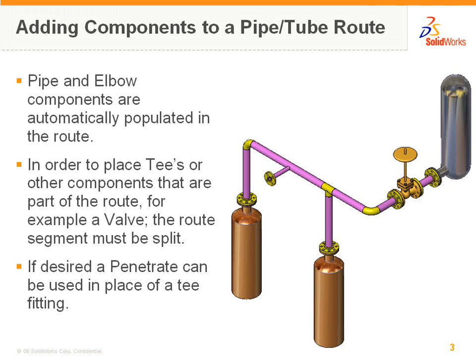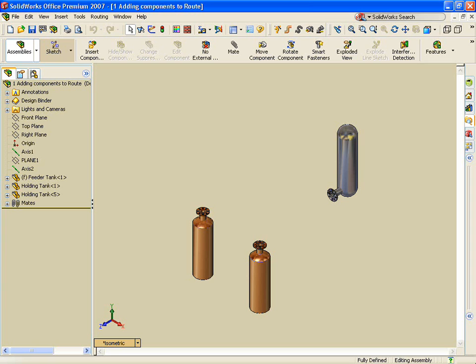Or maybe let's say you want to have two pipes intersecting, but yet you don't necessarily want to have a T there. We do have the ability to specify a penetrate from one pipe to the next. That will essentially bore a hole in the side of the pipe. And so with that, we'll go into SOLIDWORKS and show this.